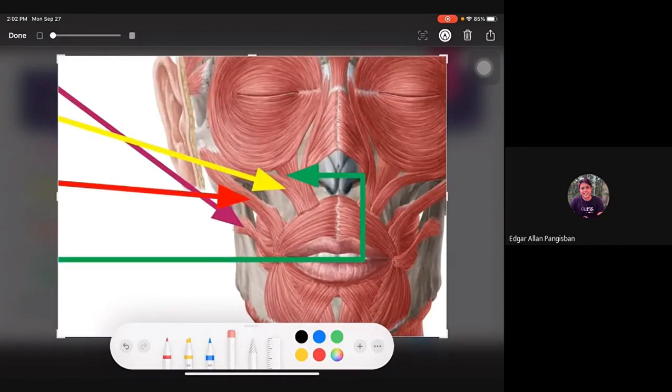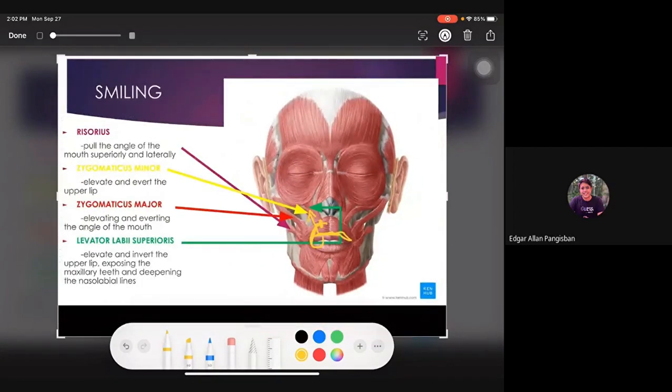Okay, so yung lips natin, for example, this upper lip here, it would pull the upper lip upwards. And then yung soft tissue inside, the inner surface of the lip would also be pulled outward. Okay, so ilalabas na yung inner surface ng inyong upper lip. Okay, that is the action of your zygomaticus minor.